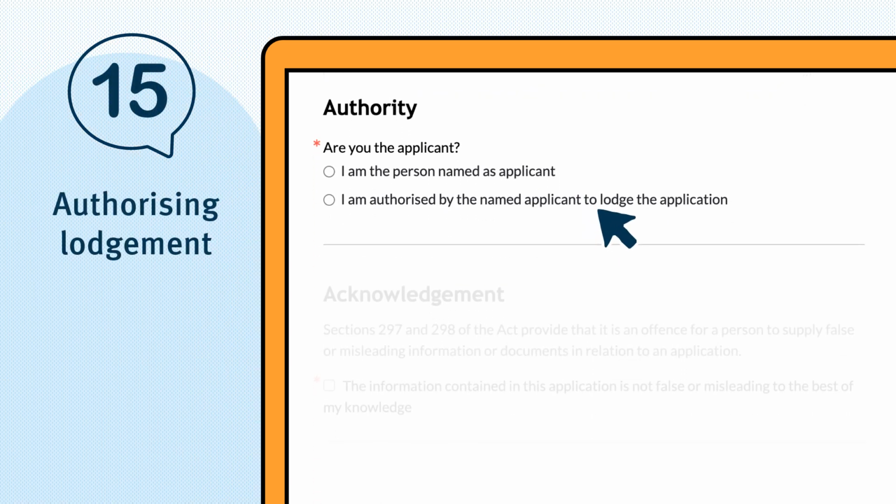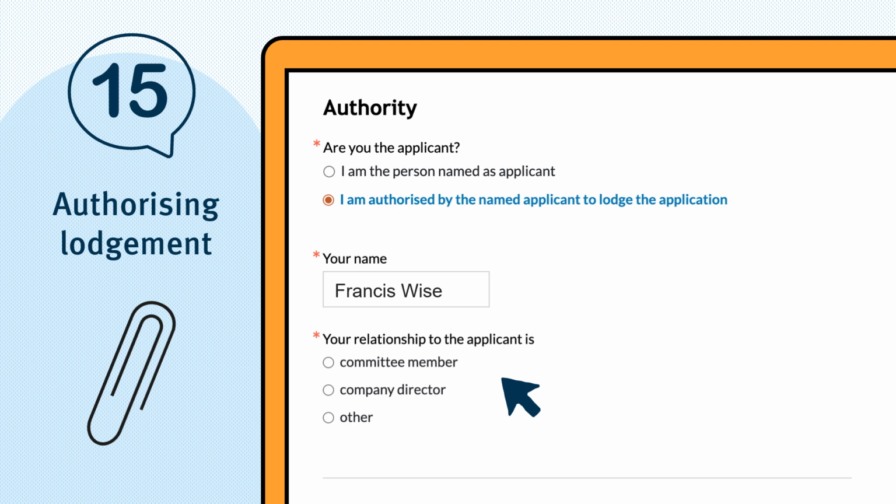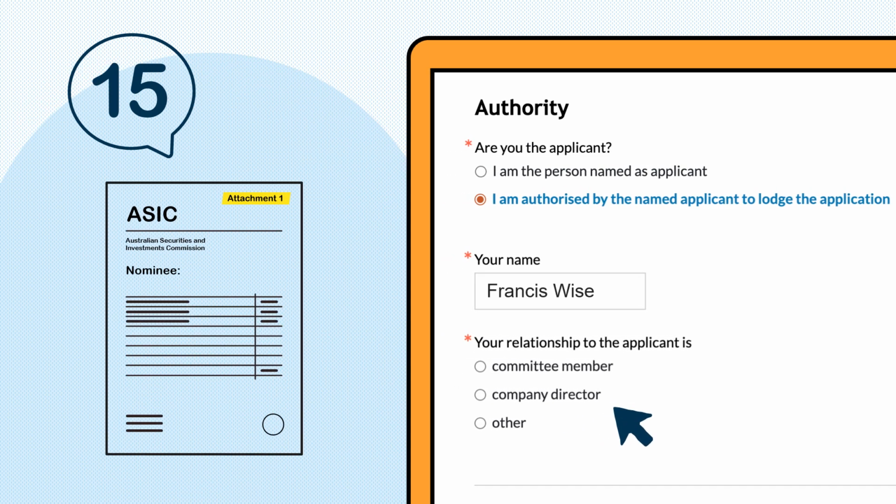Now, select whether you are the named applicant or are applying on behalf of the applicant, in which case you must specify your relationship to them. You should also attach any documents that provide you with the authority to lodge. If you are lodging on behalf of a company, you need to prove that you are the nominee, perhaps by providing the relevant ASIC details.